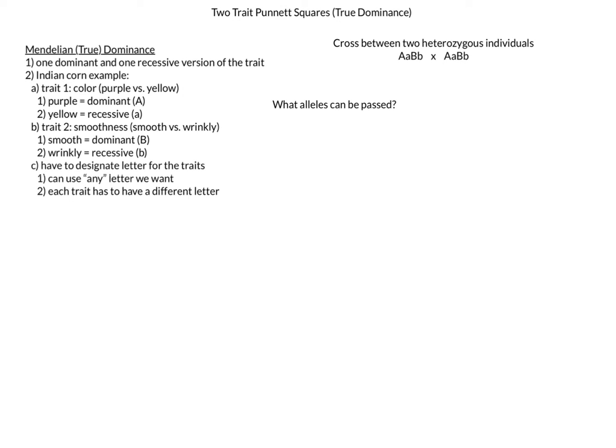And again, we are looking at two traits, so we have to have one of each letter in each gamete produced. This means that if we look at the individual on the left, their possible combinations of A's to B's and large to small letters would be big A, big B, big A, little b, little a, big B, little a, little b. And since the individual on the right has the same genotype, this individual would also be able to produce the same set of gametes.